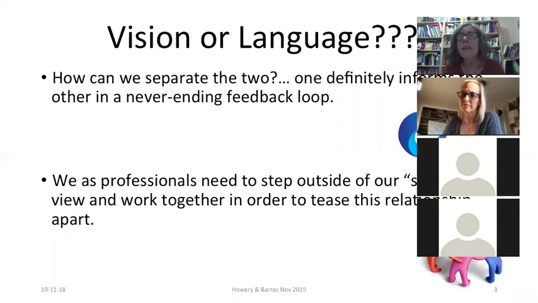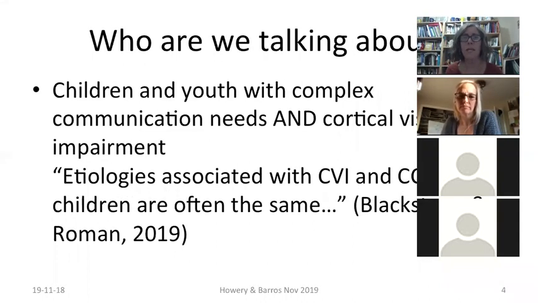So this is the issue. How can we separate the two? We can't. So who are we talking about? Today we're talking about kids with complex communication needs, and we're going to explain to those maybe on the vision end who that is, and kids with cortical visual impairments. As Maren and I were reading the chapter by Sarah Blackstone and Christine Roman, they say, and we clearly understand, that the etiologies associated with cortical visual impairment and complex communication needs are often the same.